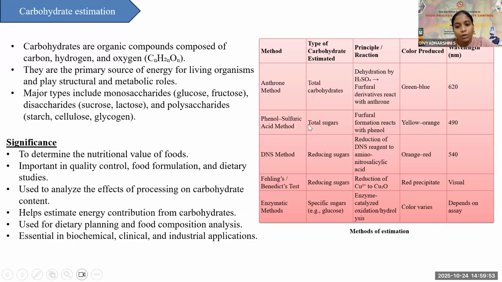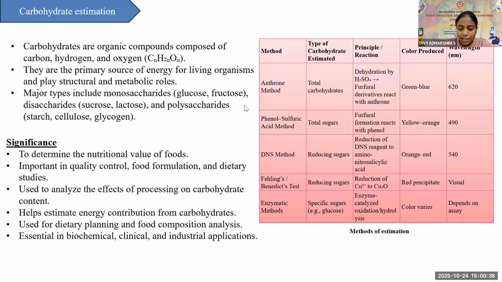Then the phenol sulfuric method for total sugars: the furfural derivative reacts with the phenol, yielding a yellow orange color, read at 490 nanometers. Then dinitrosalicylic acid: there is reduction of the reagent by the reducing groups of the carbs, and once it is reduced, it yields an orange red color, which we can estimate at 540 nanometers. Then Fehling's Benedict test for reducing sugar: reduction of copper to cuprous oxide, giving a red precipitate. This is a visual estimation, so once the red precipitate comes, we can estimate that.